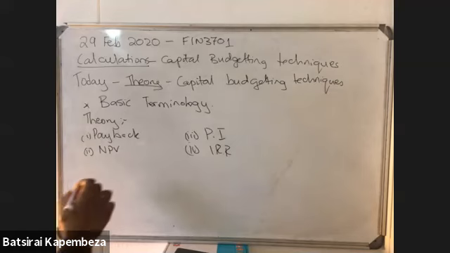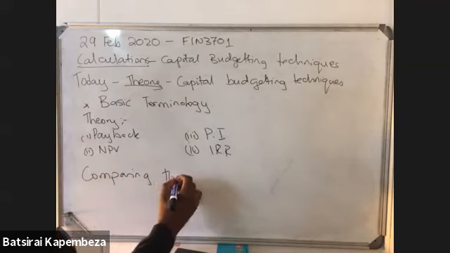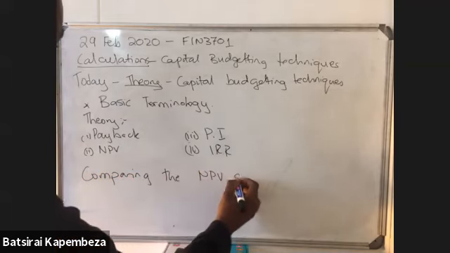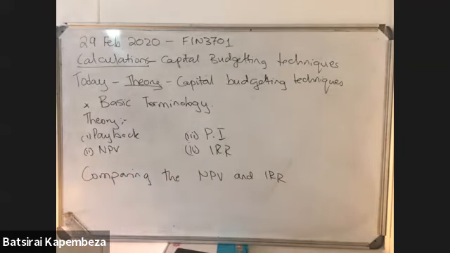Lastly, I am going to look at comparing the net present value and internal rate of return. So this is what we covered on the 29th of February, and this is what I'm going to take you through today. I'll start by looking at some basic terminology involved in capital budgeting techniques. Then I'll talk about the payback, the theory behind the NPV, the theory behind the PI, the IRR. And then lastly, you need to know about comparing the NPV and IRR.